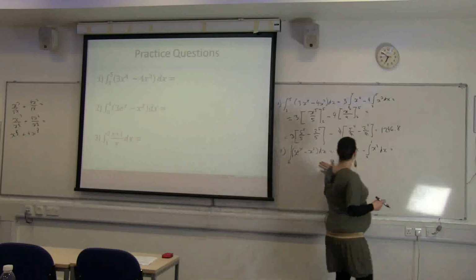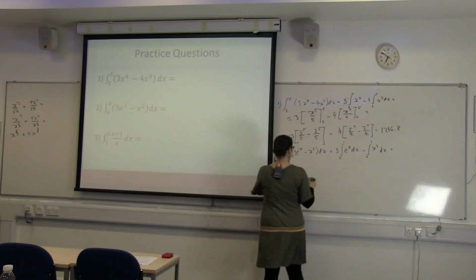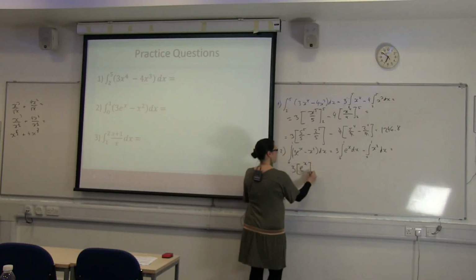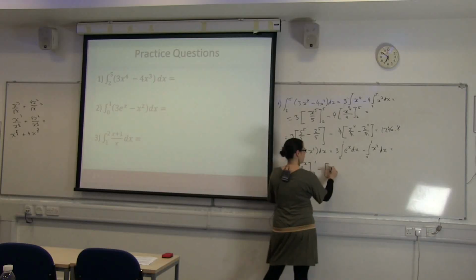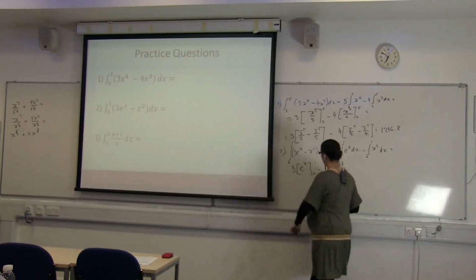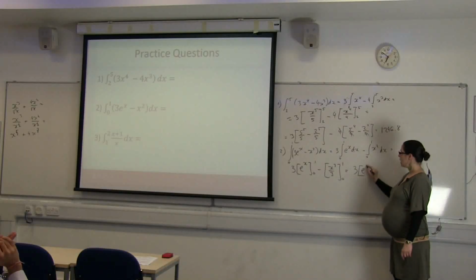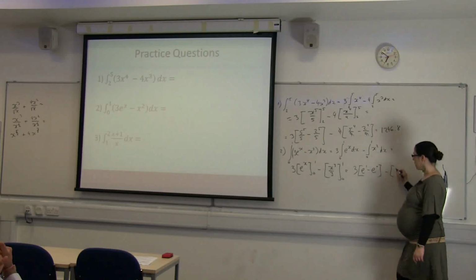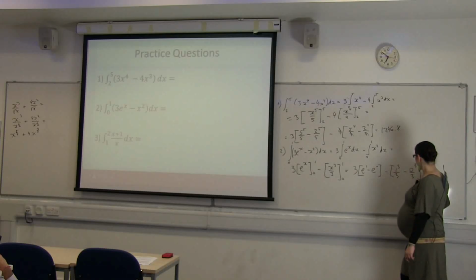Okay, so rules. What's the integral of e to the x? Is it itself? Yes, between 0 and 1, minus x cubed over 3, between 0 and 1. Okay, now what I've got here is 3 times e to the 1 minus e to the 0, minus 1 cubed over 3 minus 0 cubed over 3.